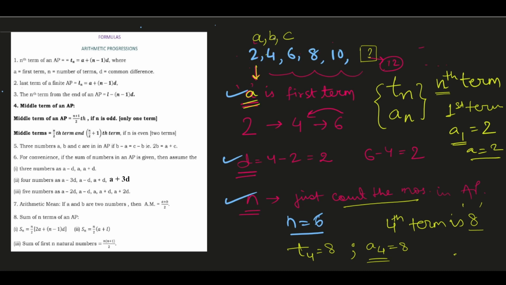So B minus A. Look here, this is B minus A. It is equal to 2. Then C minus B. C minus B means 6 minus 4. This is also 2. If the common difference is the same in both the cases, B minus A and C minus B, then we can say that the three numbers, that is 2, 4, and 6, are in AP.